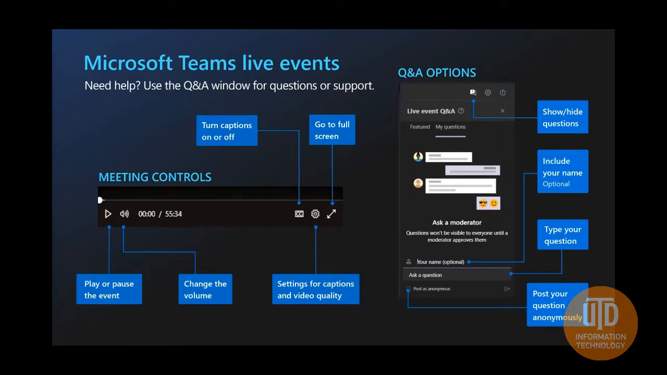You also have that Q&A on the right side of your screen. If you don't see it there, click on that little speech bubble with the question mark in it in the top right-hand corner. That way, you can ask us anything that you need to.